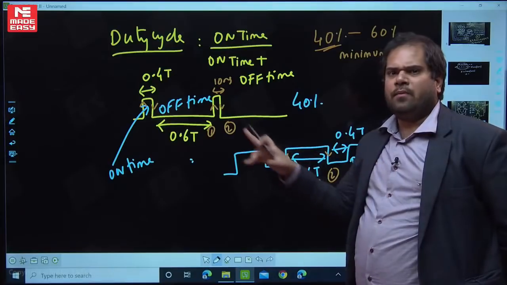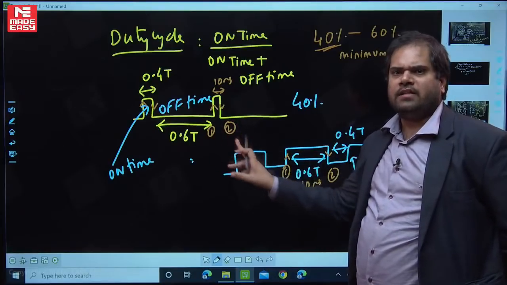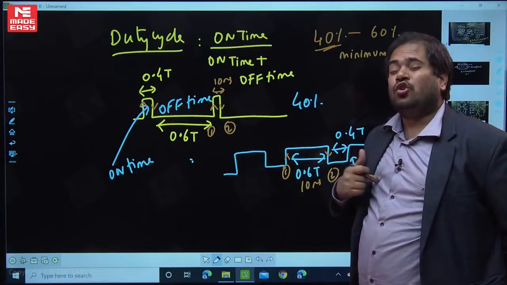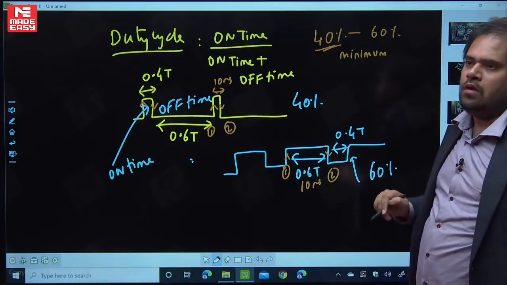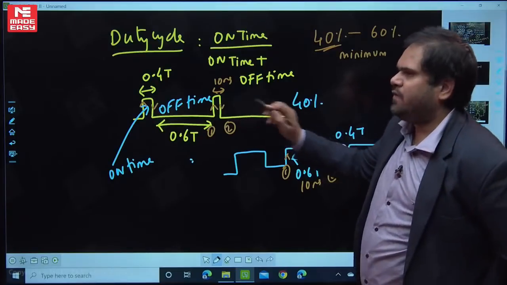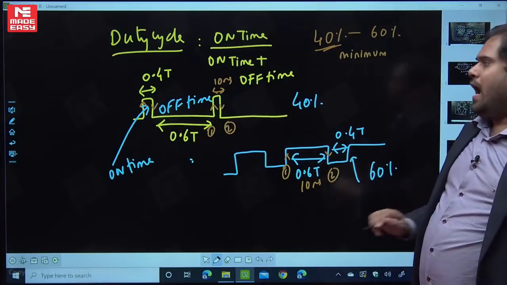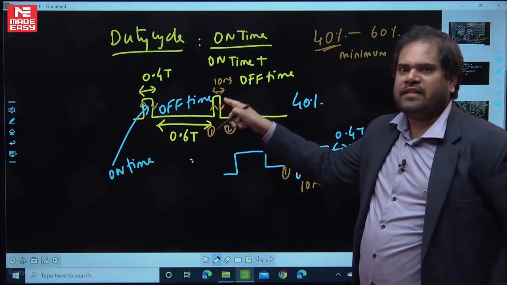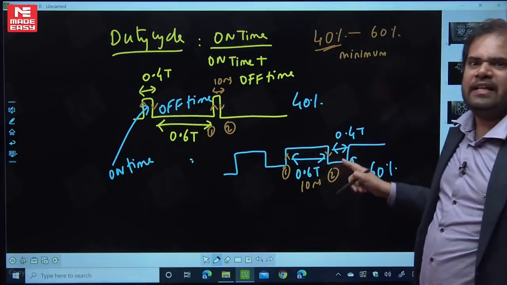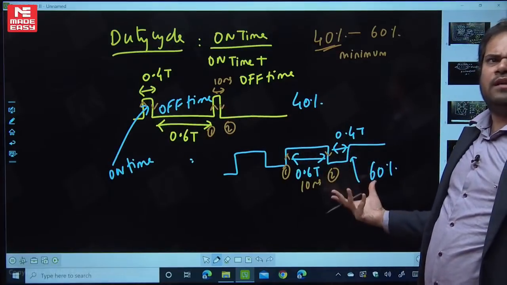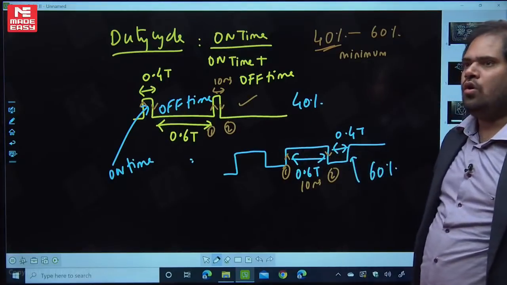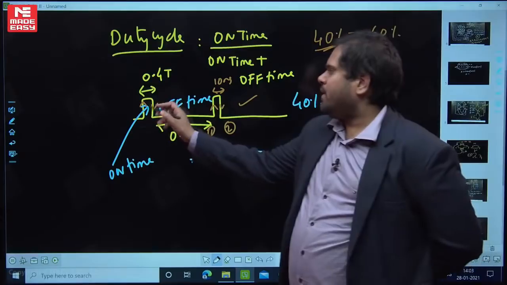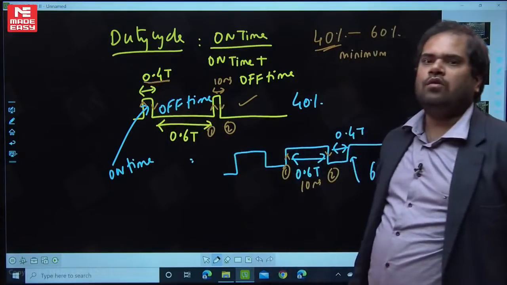My clock can change from here to here, which means my circuit should work for this clock also, and for this clock also. If I satisfy 10 nanoseconds here, this will automatically be satisfied because this is more than 10, no problem. So this is the case we should take. So my 0.4 of the duty cycle should be equal to 10 nanoseconds.